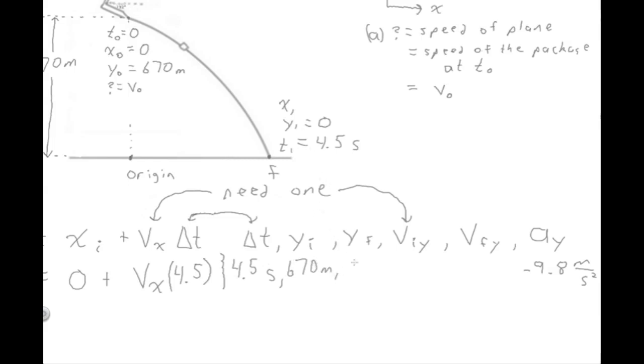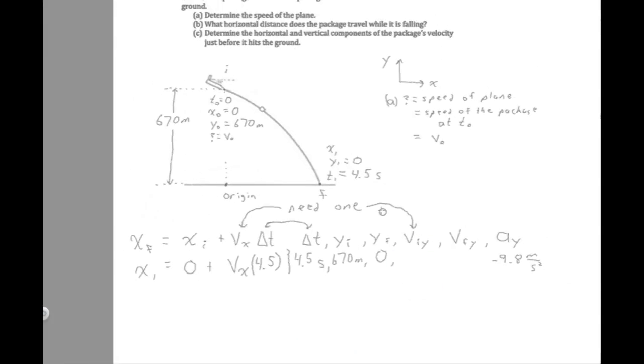Y final, 0. V initial y is something that we would like to figure out. And V final y, we don't know. But we can use the specific symbol V1y for that. So I guess we can use the specific symbol V sub 0y for this. If you don't have a number for a variable, it's good to write down the specific symbol that applies in that problem. So here's the specific symbols we would use for these two unknowns.